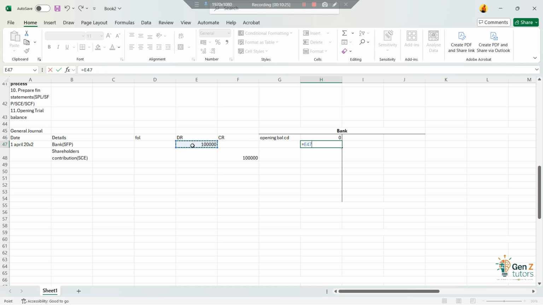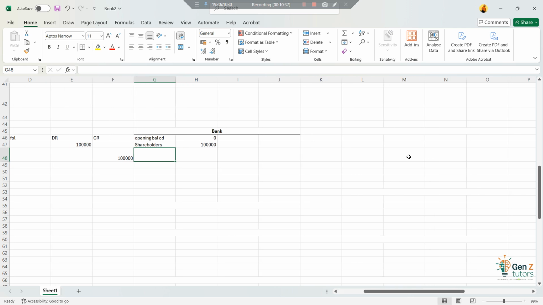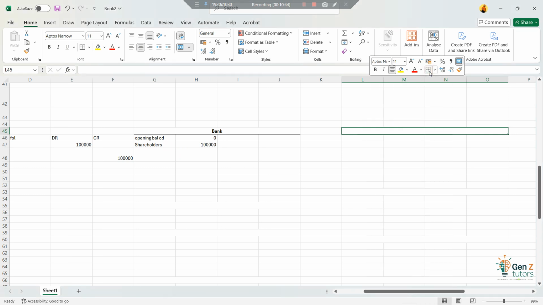Then from preparing bank, you can say our bank account opening balance carried down. What did we have? We had nothing at the beginning of the year. And then now what are we going to do? We're going to say we had a debit. So on the debit side of bank, debit 100,000, right?